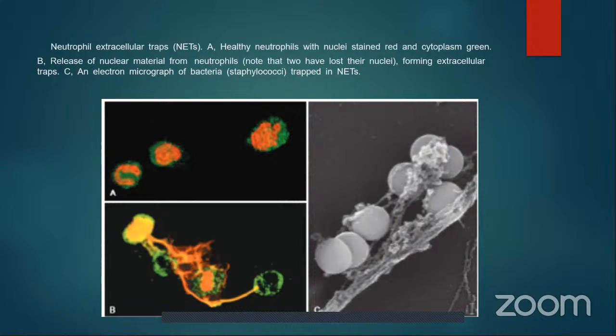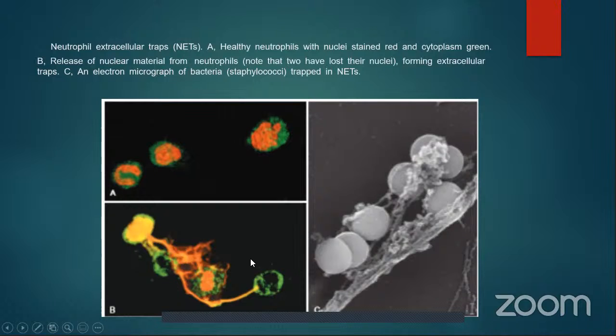Sorry, the nucleus is red and the cytoplasm is green, if you can appreciate here. There are 3 of them. Then what happens is the release of the nuclear material from the neutrophil. They have lost all the nucleus, so all this red nuclear material is released into the extracellular space, and this is what is forming an extracellular trap.